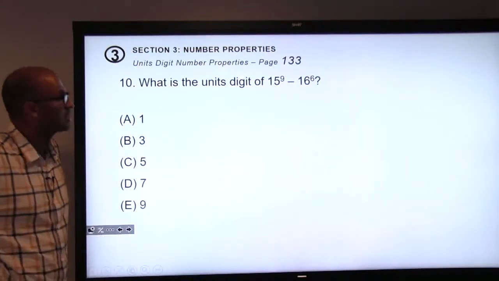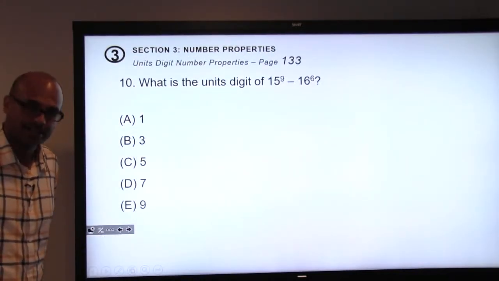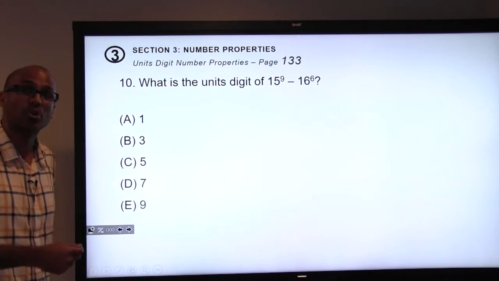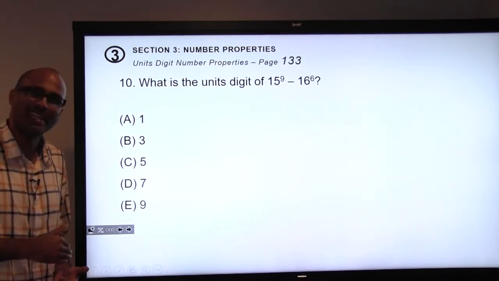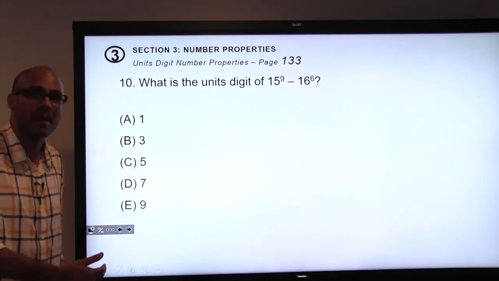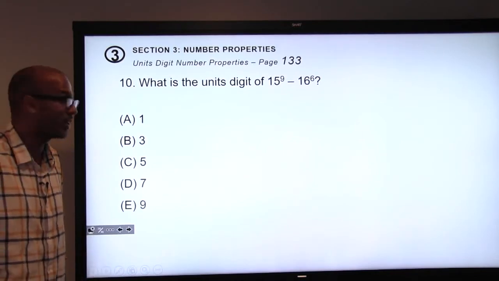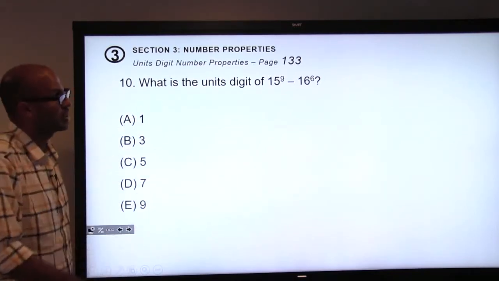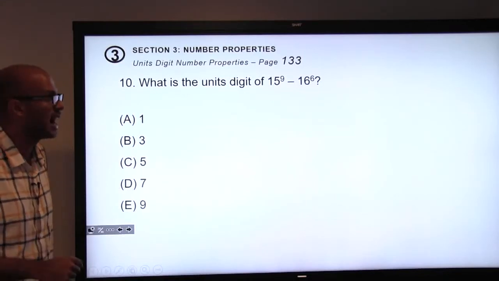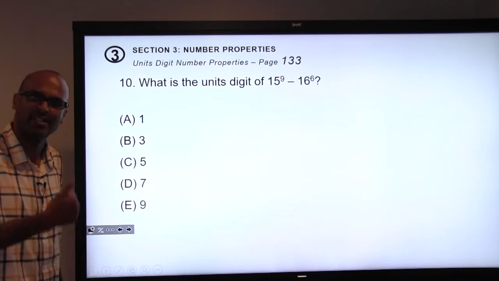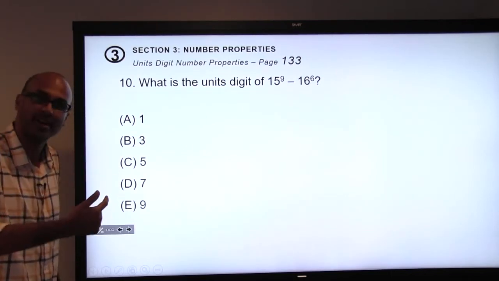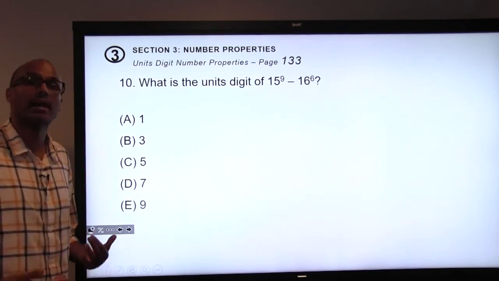So let's start with this first question here, because I think it's a good one. It is one where you can so easily start to do too much math and get hammered as a result. So notice what it says. It says, what is the units digit of 15 to the 9 minus 16 to the 6? Think about that. It's large, it's weird, it could cause you to do a whole lot of math.